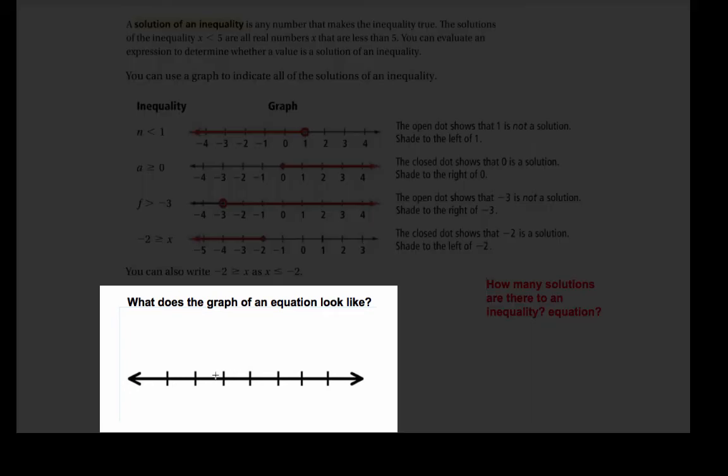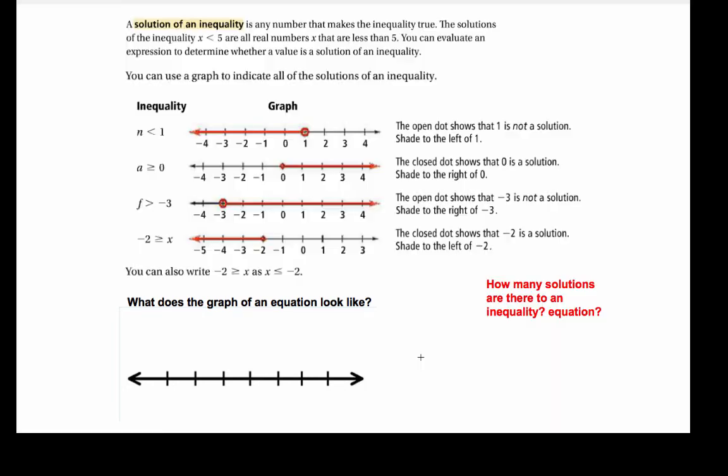Now, question, what does the graph of an equation look like? I kind of mentioned this just a few moments ago in the lesson, but let's say we had the equation x equals 2. And let's say that here is 0 on a number line. Okay, here's 1, and here's 2. We want to visually display the solutions to this equation. X equals 2. 2 equals 2. Are there any other values that equal 2? Well, the answer is no. There's only one value that equals 2.